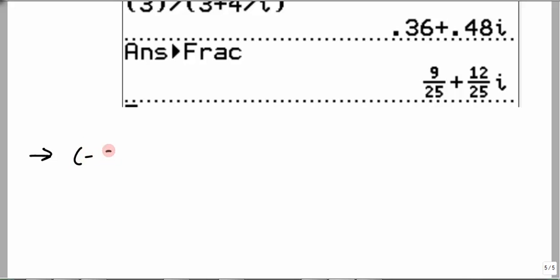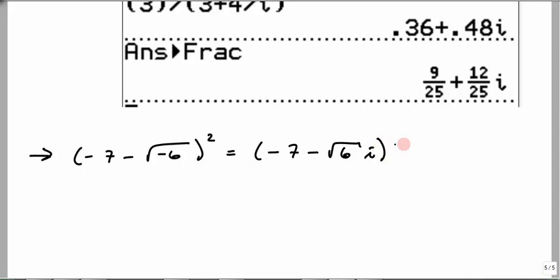Let's look at negative 7 minus the square root of a negative 6 quantity squared. What we want to do with this one is rewrite this in terms of i first. So the square root of 6, I can't simplify, it's just the square root of 6, but the negative i I can pull out. Now notice that this negative sign is not underneath the radical. This i is outside of the radical.